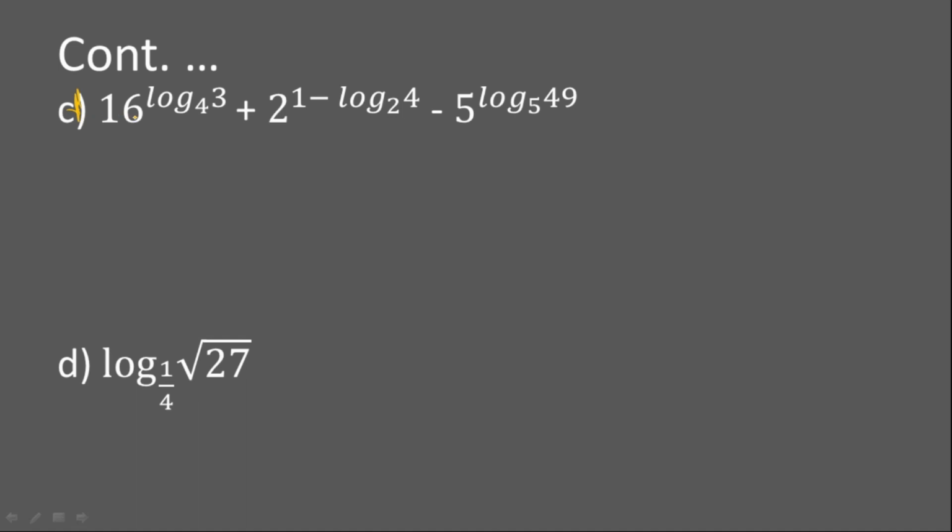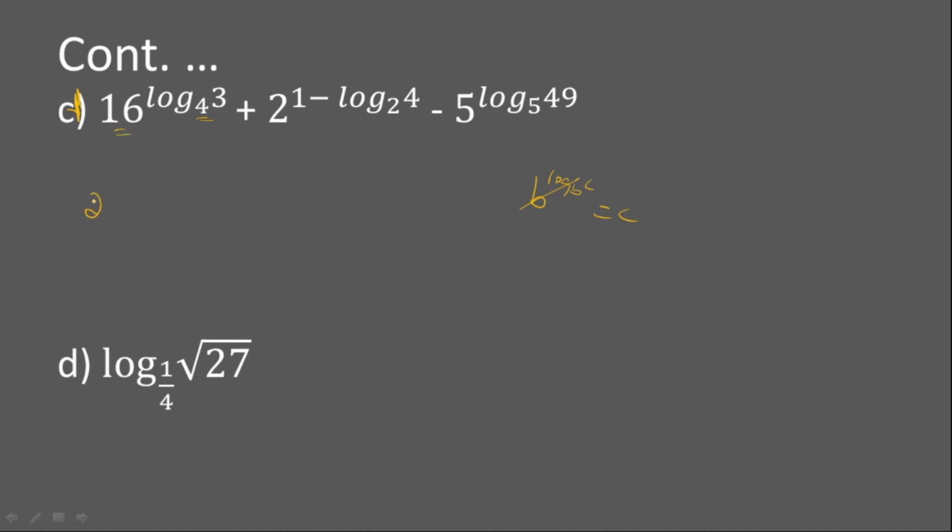Okay, the fourth example: 16 to the power of log 3 to the base 4, plus 2 to the power of 1 minus log 4 to the base 2, minus 5 to the power of log 49 to the base 5. We know the rule b to the power of log c to the base b is c, so we have to apply this one. But in this context, the base of the logarithm is 4, while the base of the exponent is 16, so we have to express them as a similar number.